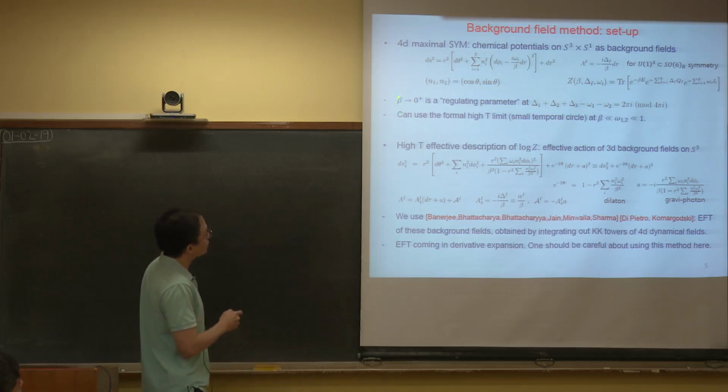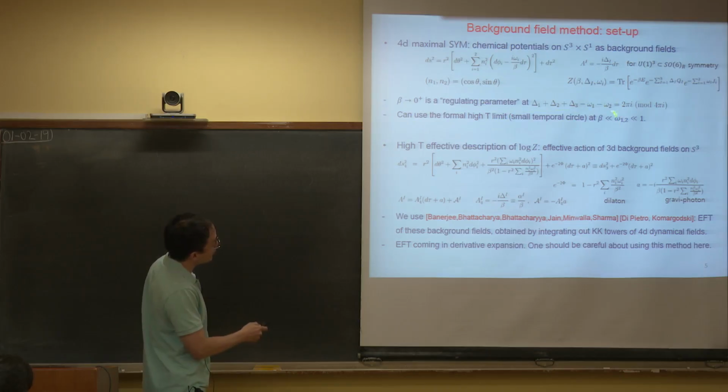I will do the calculation with small beta and other chemical potentials satisfying the relation, and I'll study the high temperature limit of the index by setting this angular momentum chemical potential to be small but fixed, and I'll take this regulator parameter to be 0.